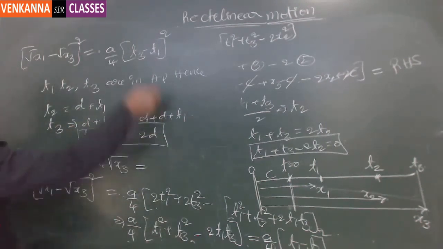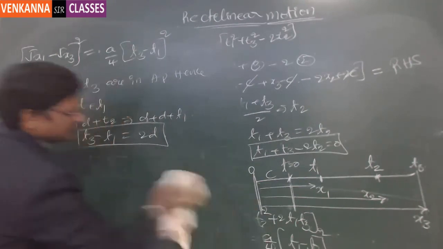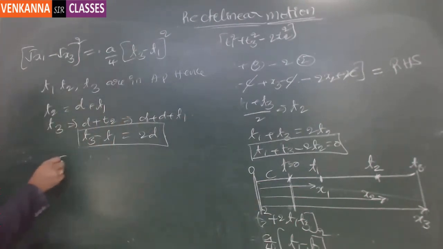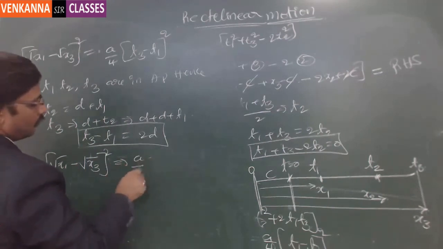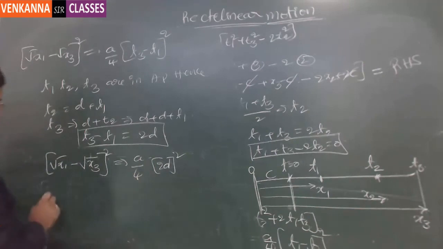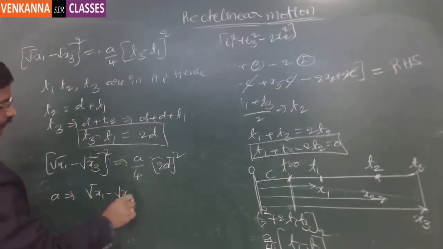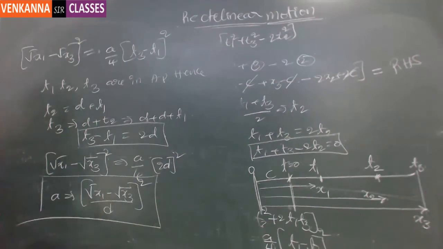So if you replace this common difference here, what we get is square root of x1 minus square root of x3 whole square is equal to a by 4 times (2d) whole square. So a is equal to (square root of x1 minus square root of x3) by d, whole square. So this is the acceleration. Got it?